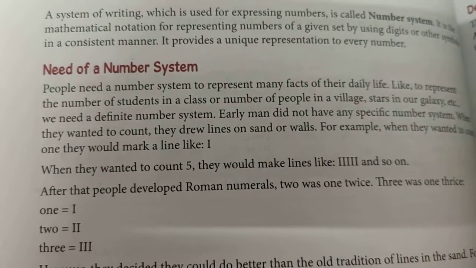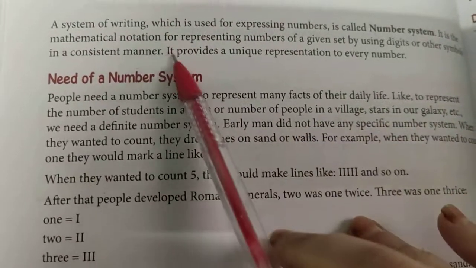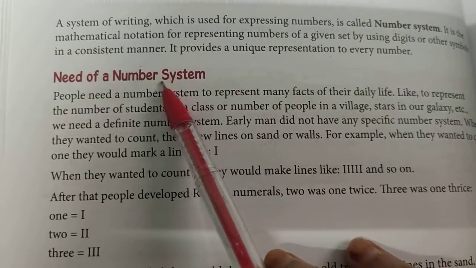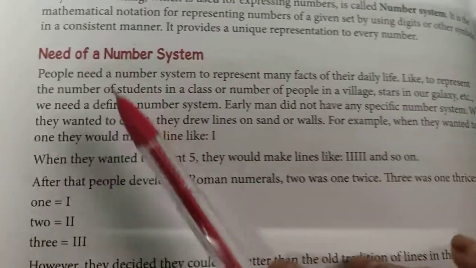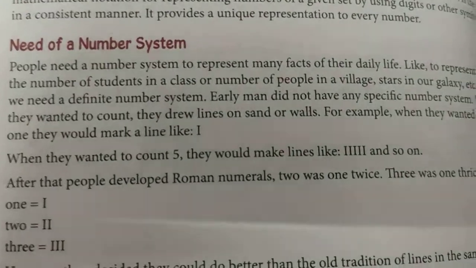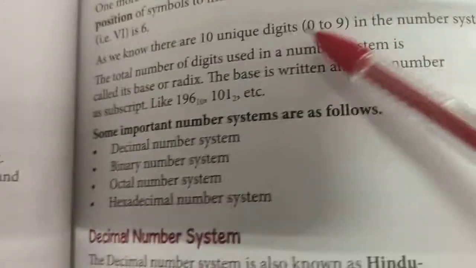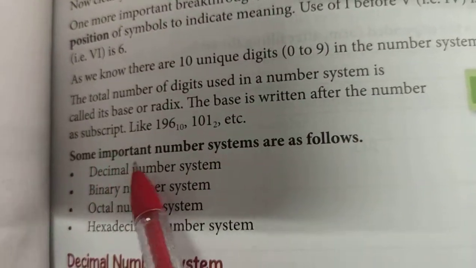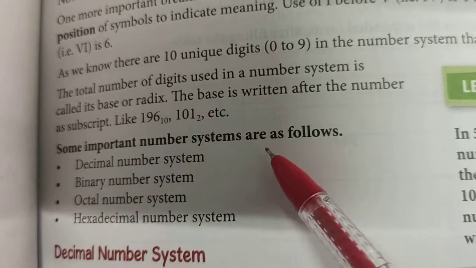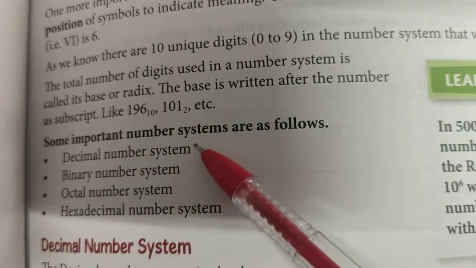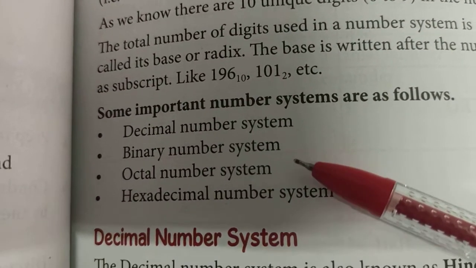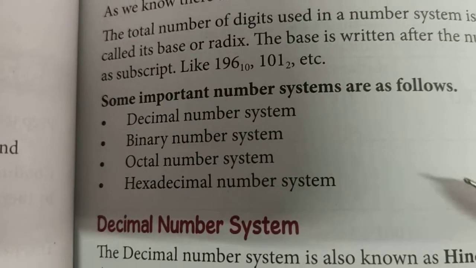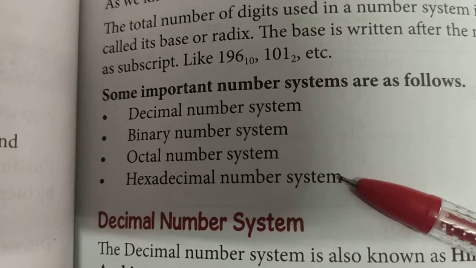In this way, in our life number system plays a very important role in students' life. In this chapter we will be discussing the number system through the following ways. First is the decimal number system, second is the binary, third is octal, and this is hexadecimal.